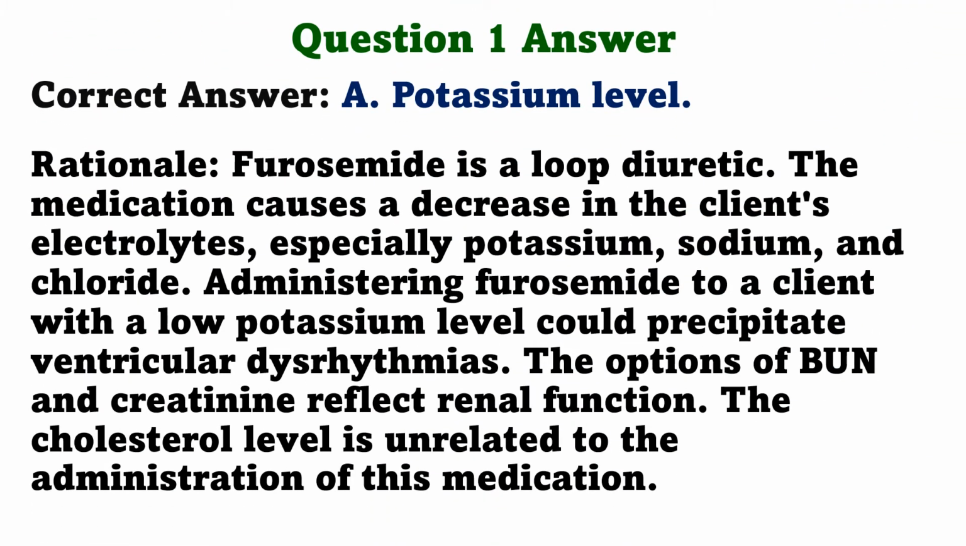The correct answer is A. Potassium level. Rationale: furosemide is a loop diuretic. The medication causes a decrease in the client's electrolytes, especially potassium, sodium, and chloride. Administering furosemide to a client with a low potassium level could precipitate ventricular dysrhythmias. The options of blood urea nitrogen and creatinine reflect renal function. The cholesterol level is unrelated to the administration of this medication.